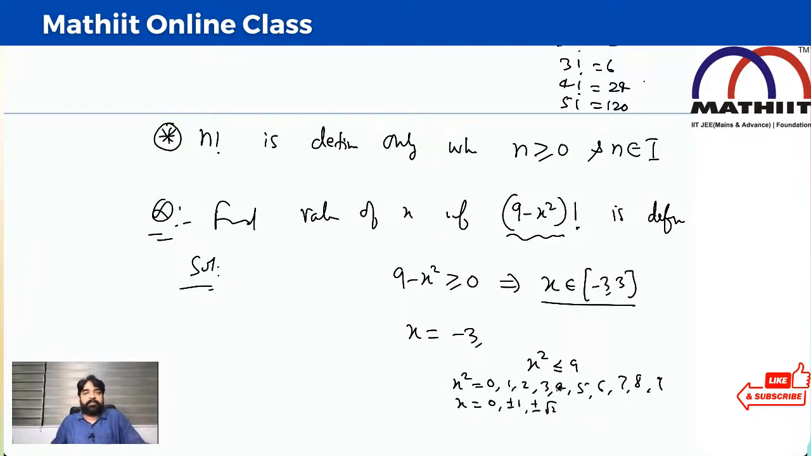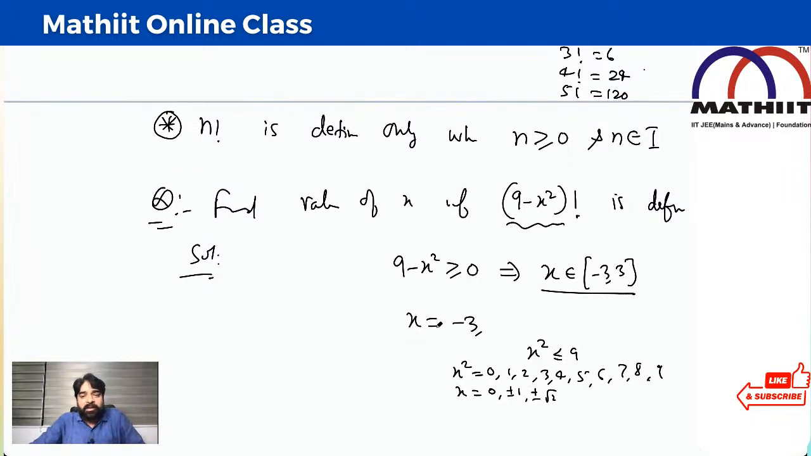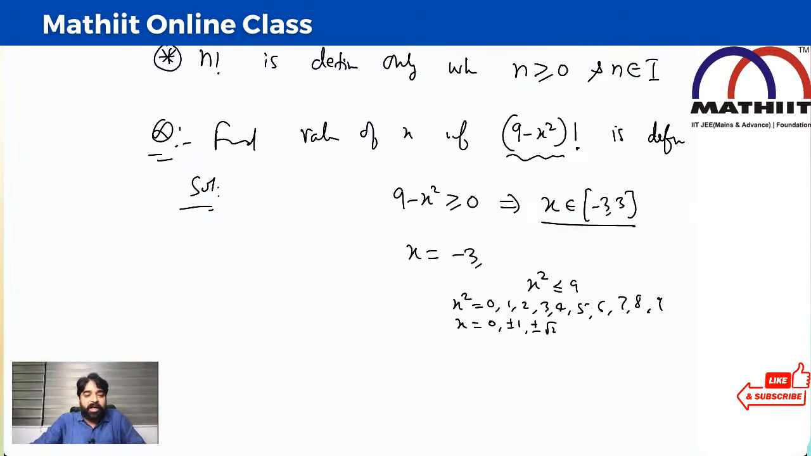It's not part of your permutation combination, but just to tell you the meaning of that, what is the meaning of factorial I'm trying to tell. Am I clear to everybody? Is it done?